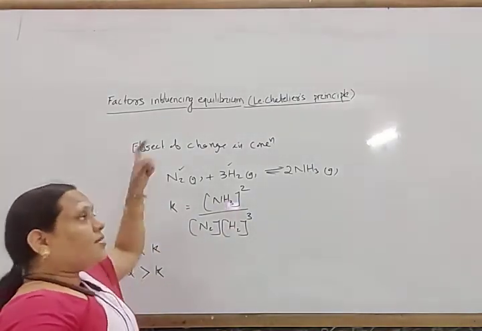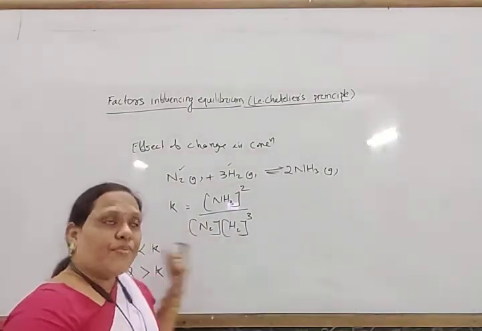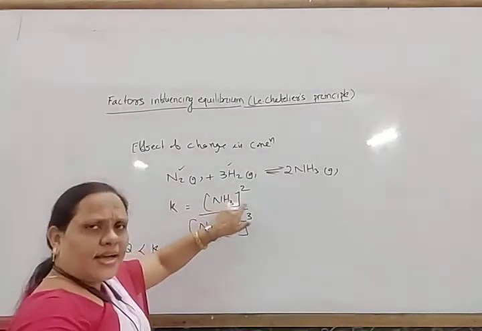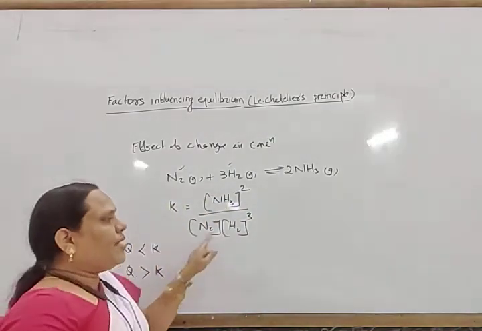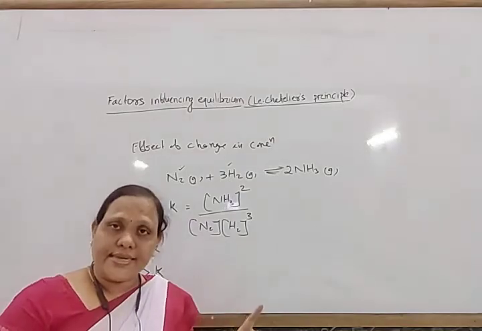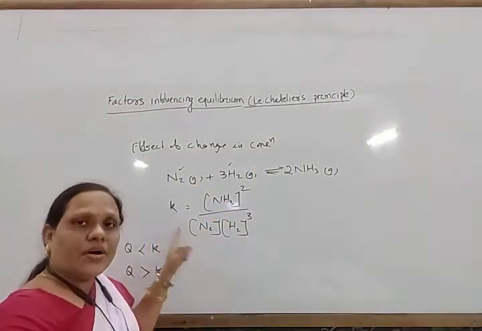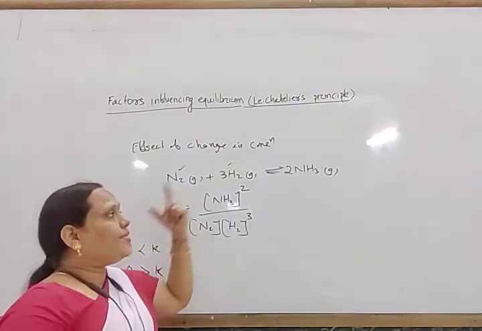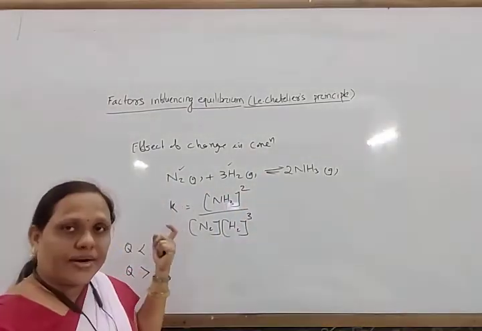Already I have discussed what the reaction quotient is. If Q is greater than K, then the reaction will move backward. That means if this value is higher, then to get the constant value of K, the N2 and H2 values should increase. So if you increase this value, then this value should automatically increase, and we can say the equilibrium will shift backward.